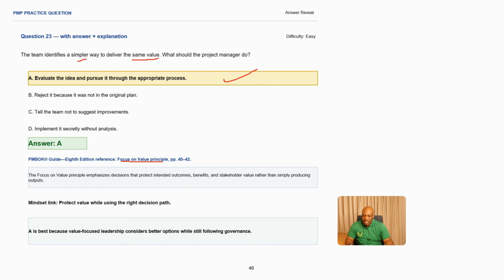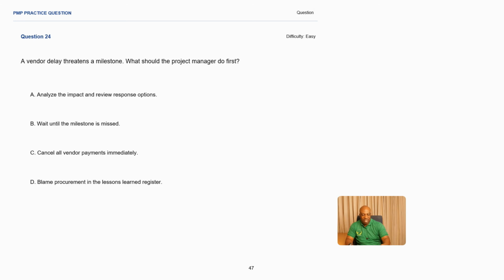The mindset we're using to eliminate some of these answers is that you need to protect value while using the right decision path. In this case, there's a simpler way of doing things, and it's giving the same value. So you need to protect the value. So evaluate the idea and pursue it through the appropriate process, making A the best answer, because value-focused leadership considers better options while still following the governance.